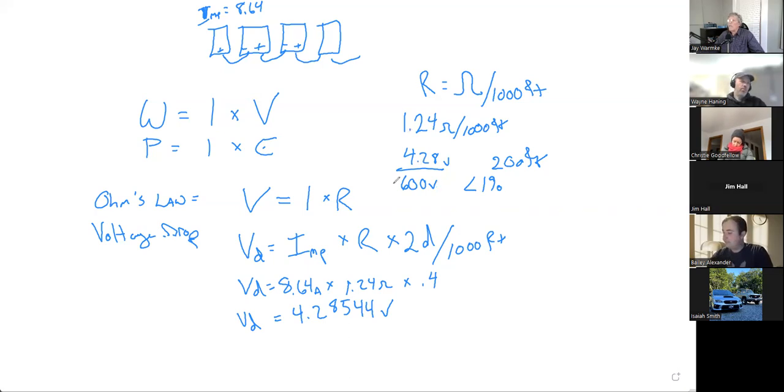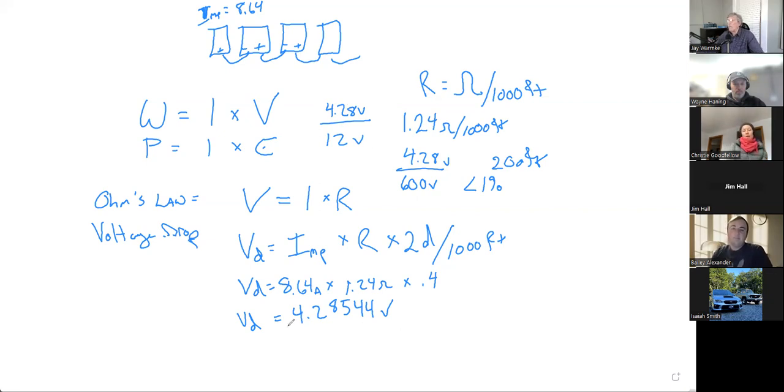All right. What if the voltage of this system was 12 volts? Well, 4.28 volts divided by 12. Well, now we're up around 40%, right? So we've just lost 40% of our power. Is that acceptable? Not at all.